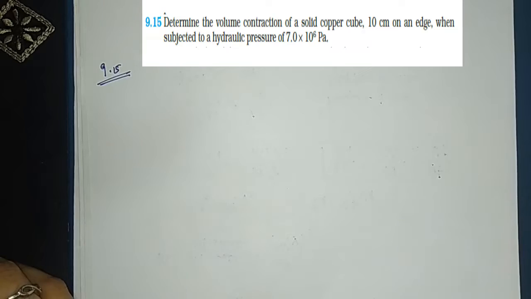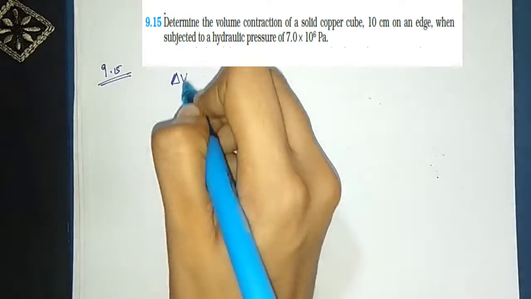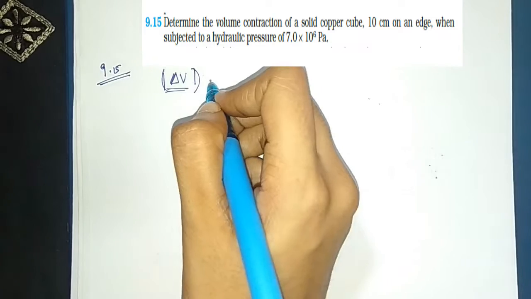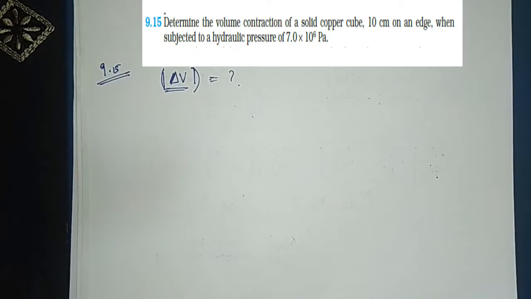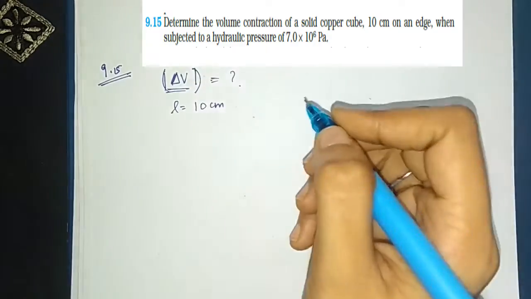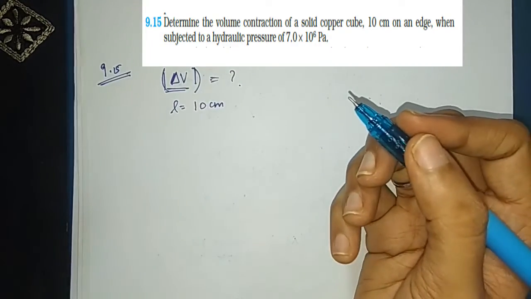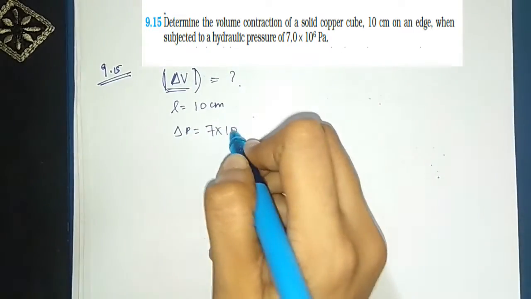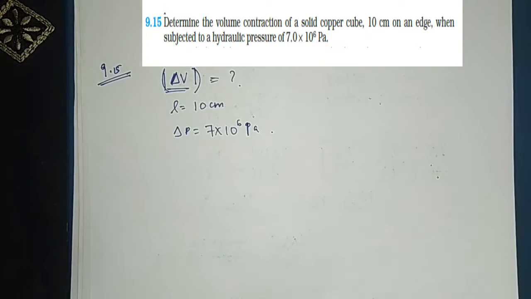Determine the volume contraction of a solid cube. Volume contraction, what does that mean? It is delta V, that is change in the volume. That is what we have to find of a solid copper cube which is 10 centimeter on an edge. So length is given as 10 centimeter, the edge of the side of the cube. When subjected to a hydraulic pressure, delta P is given as 7 times 10 raised to 6 pascals. So we have to find the volume contraction, that is delta V.